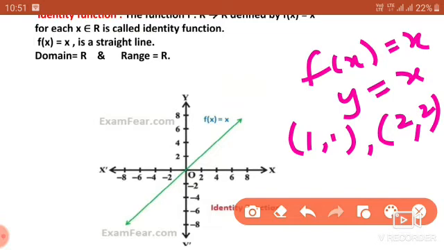What is the domain and range? The domain and range both will be the set of all real numbers. That is, if you put x as 1, you will get y also 1; x as 2, y also 2; 0, even negative values you can write. So when you plot it on this graph, you will be getting a straight line which is passing through the origin.